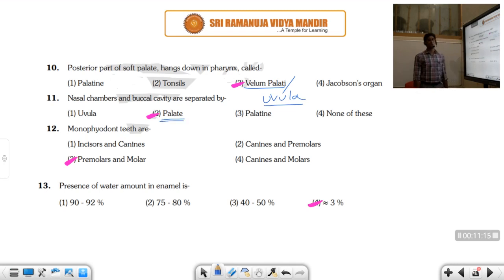So next, the nasal chambers and buccal cavity are separated by the palate. How many types of palate are there? Hard palate and soft palate. Monophyodont teeth are actually premolars and molars. And another one is the amount of water in the enamel, which is approximately, what is it, student? Less than 3%. So student, this is about today's class.